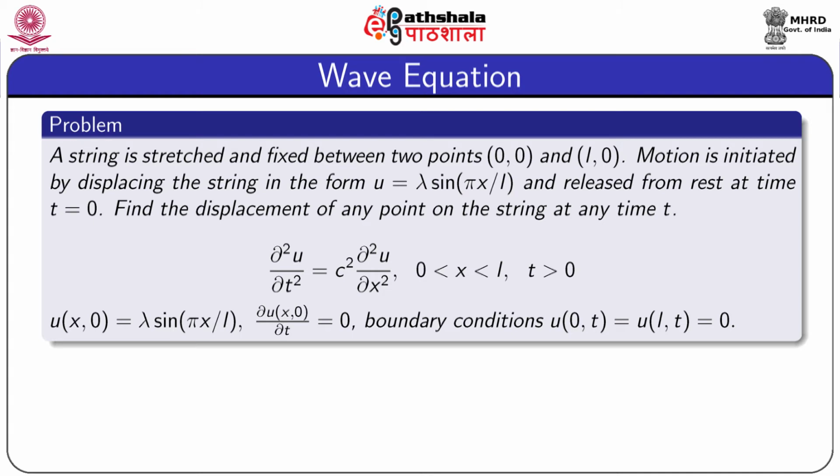Therefore, the displacement will satisfy the wave equation which is written here, del 2 u del t square equals c square del 2 u del x square, where 0 less than x less than L and t is greater than 0, and we have also the initial conditions u x 0 equals lambda sin pi x by L, and del u del t at time t equals 0 is 0. We have also the boundary conditions u 0 t equals u L t equals 0.